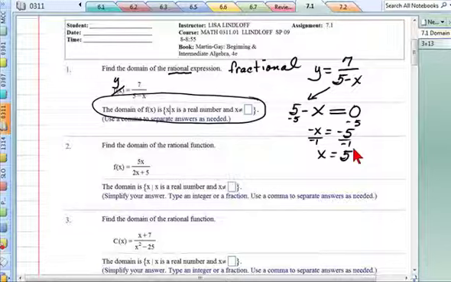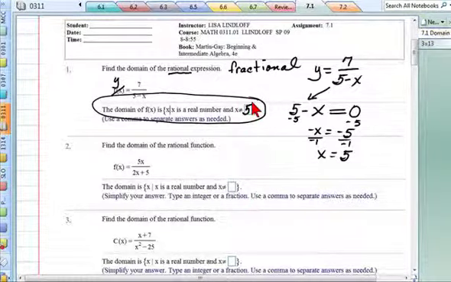What did I just find? I found a number that if x is that number, what is the value of the denominator? If x is 5, what is the value of the denominator? 0. And is that allowed? No. So, the domain of this rational expression is x is a real number. It can be any number, but x cannot be, and that's a not equal to sign, what? 5.